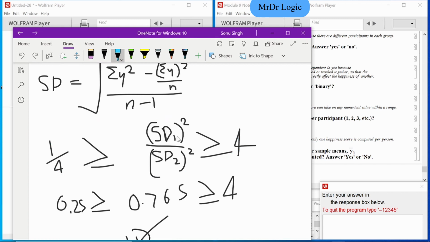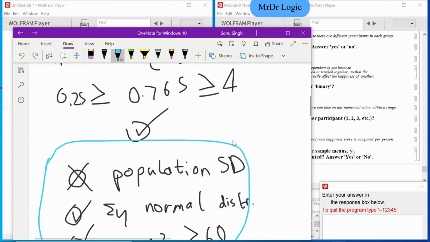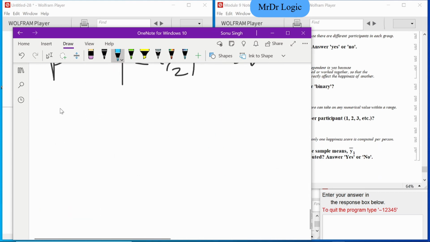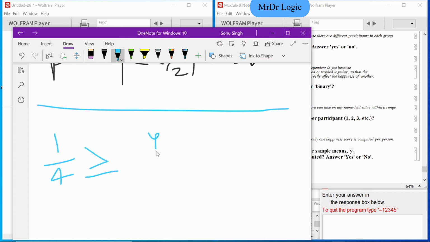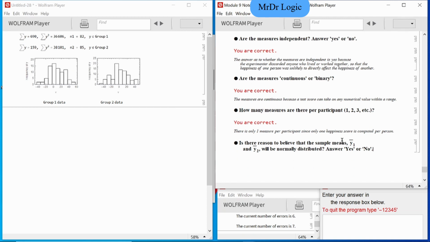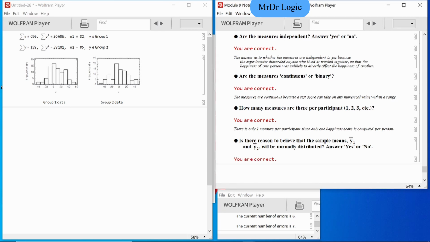So we need to take the first standard deviation. Sample means. Oh no, okay. Instead of sample means, it's just going to be 1/4 greater or equal to y1 squared over y2 squared equal to 4. If it breaks this range, it's out. Wait, we haven't even calculated the sample mean yet. Oh, it's normally distributed. Whoops. Forget everything I just said. It's greater than 60.